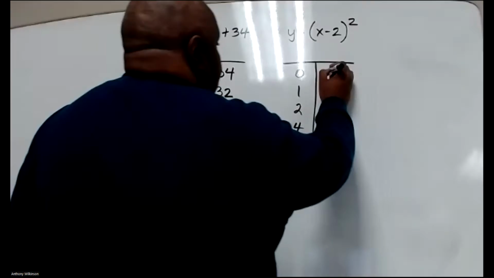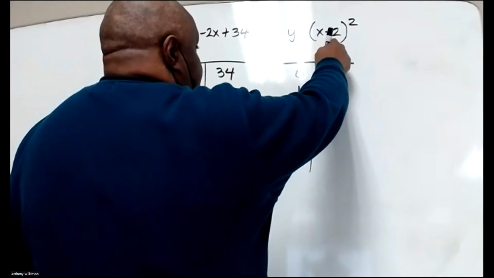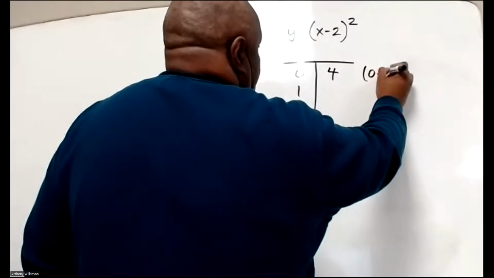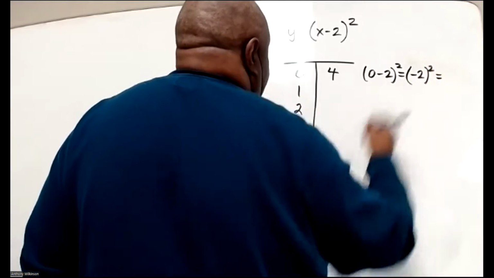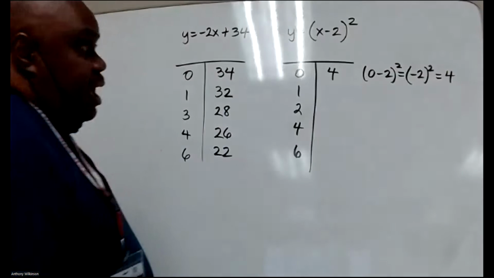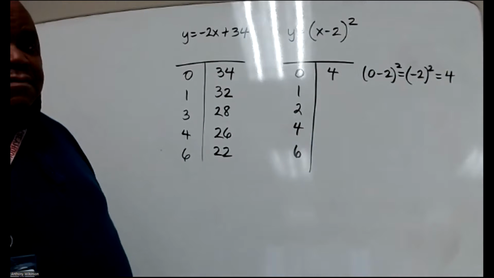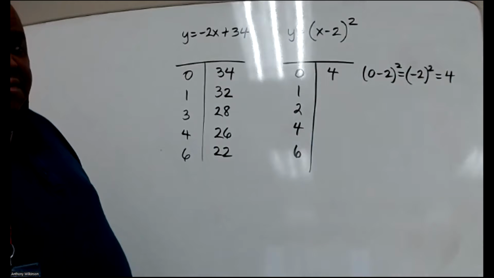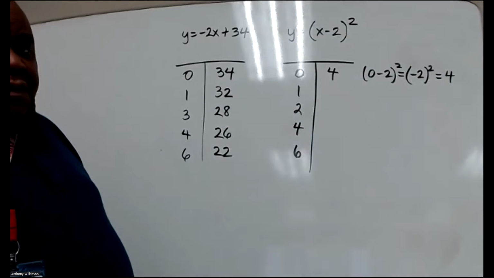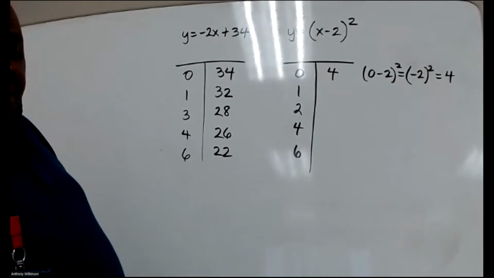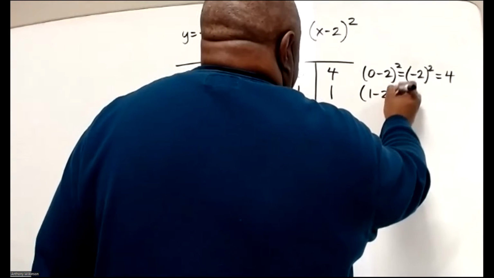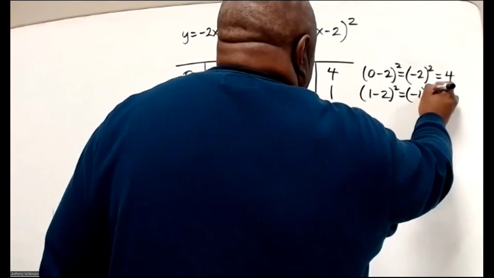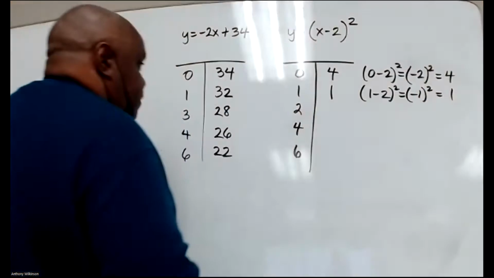It'd be 4. Because if I take 0 minus 2, that would be negative 2. And if you square that negative 2, that's the same as saying negative 2 times negative 2, that would be 4. So the output there would be 4. And for the input of 1, how much? It'll be 1. That's 1 minus 2, which is negative 1 on the inside. We square it, it's going to be positive 1.